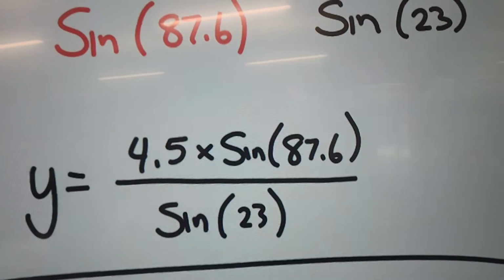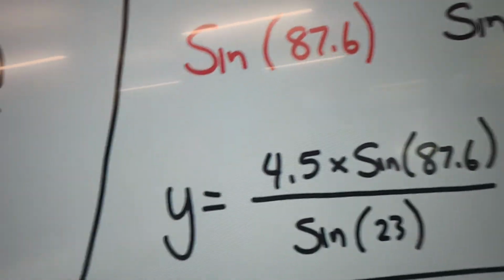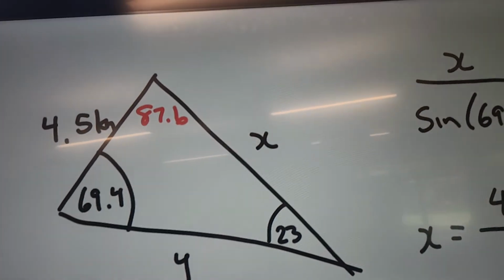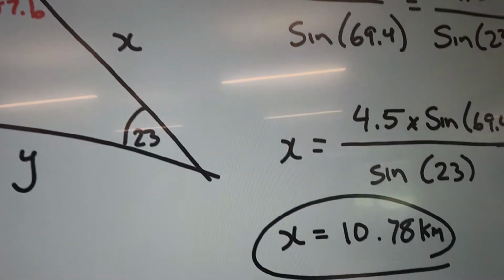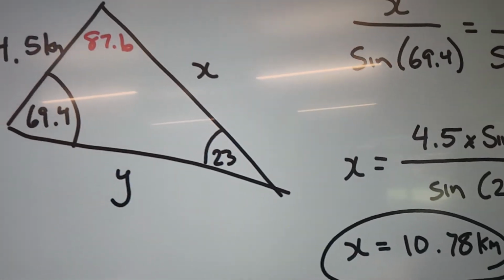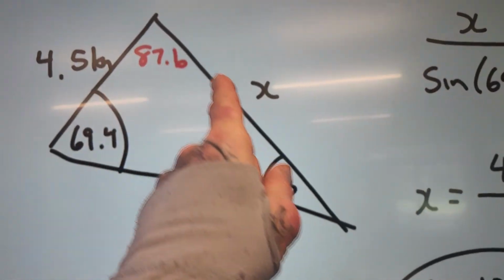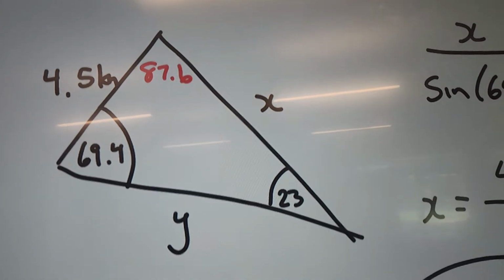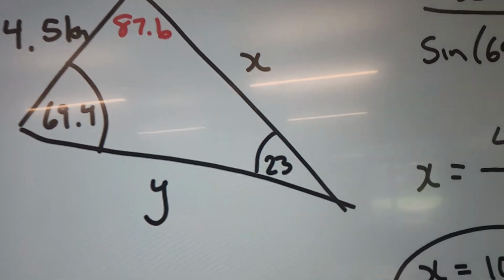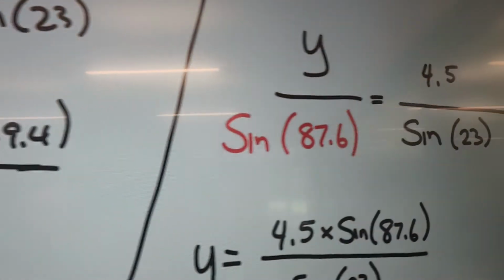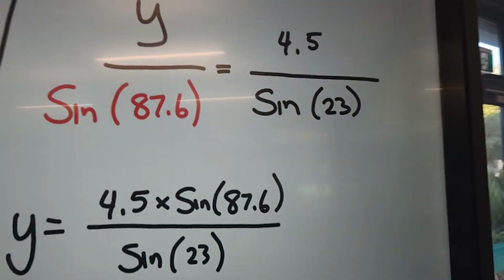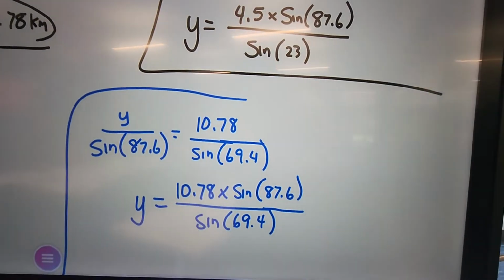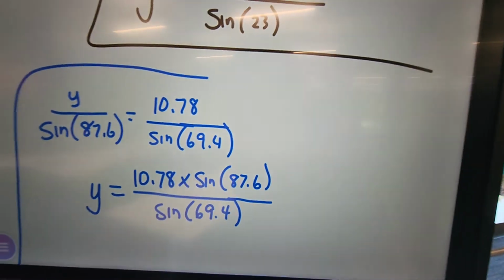And it doesn't matter which pair you use. Since back to our original question, now we do know the side length of x was 10.78 kilometers. So we could use the 10.78 over the sine of 69.4, or we can use the 4.5 over the sine of 23. So there was one way to set up this question, or you could have done it this way in blue. Both came out with the same answer.